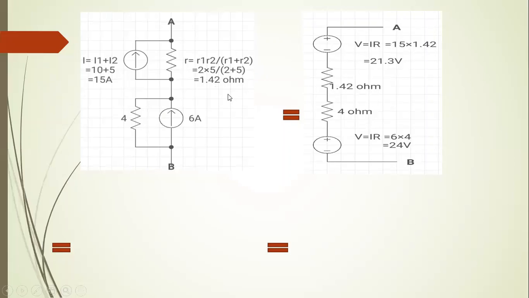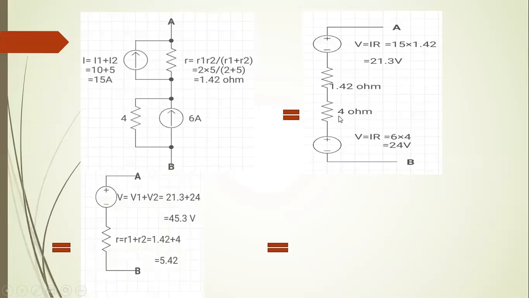And then retracing the resistance, which is connected in series with the voltage source, and 4 ohms and 6 amps. V is equal to IR, 6 into 4, which is nothing but 24 volts, and redrawing the 4 ohms as such. Now, two voltage sources have been connected in series, hence reducing that to a single voltage source. We know V is equal to V1 plus V2 from the basic operations. Hence, 21.3 plus 24 is nothing but 45.3 volts.